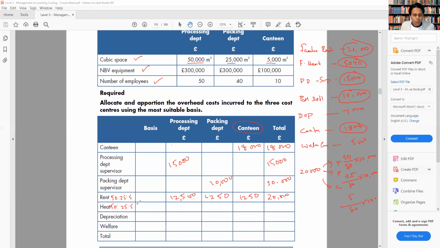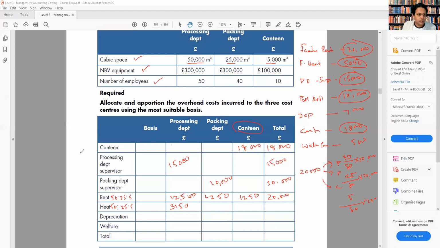Can anyone tell me what will be the amount for the processing, for the heating? All we need to do is divide by 80 times by 50. That will give you the cost for the processing. Then you do the same thing for the packing, same thing for the canteen. 3,150. Very well done. 3,150. Then you move to the packing. How much is the packing?